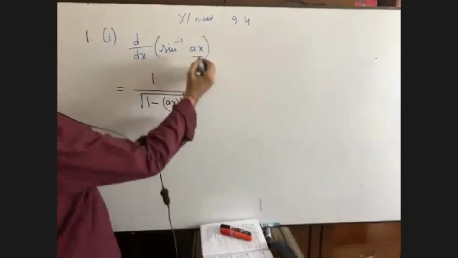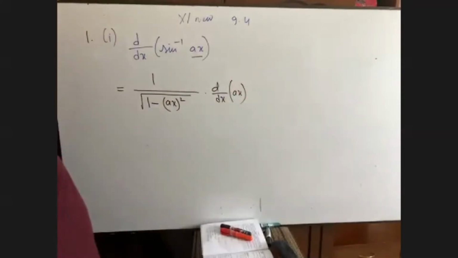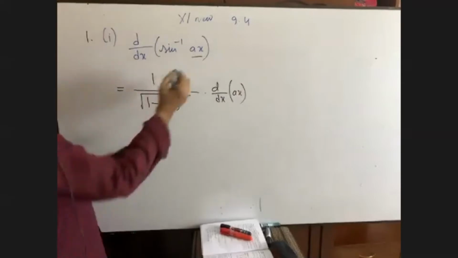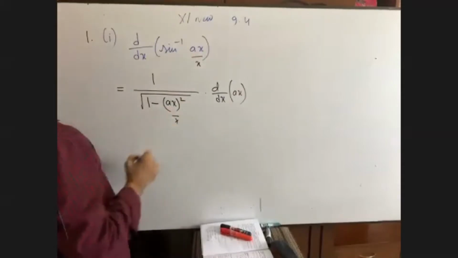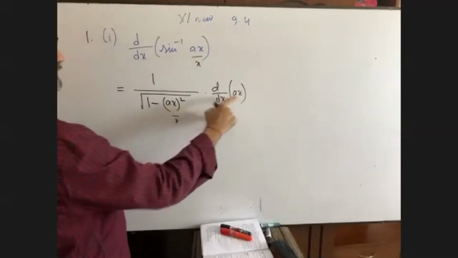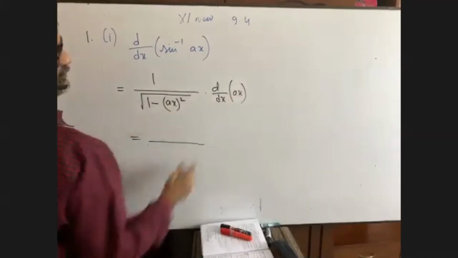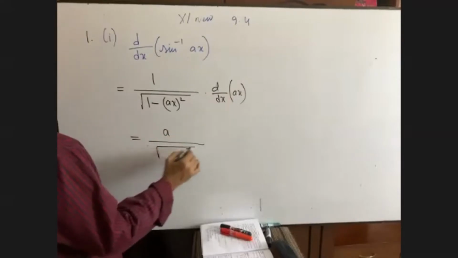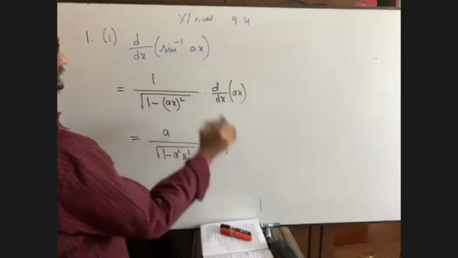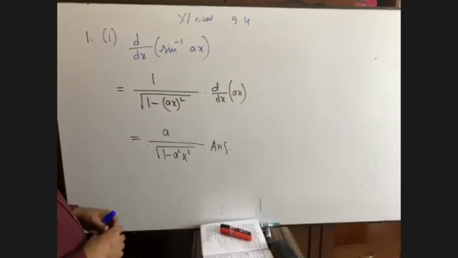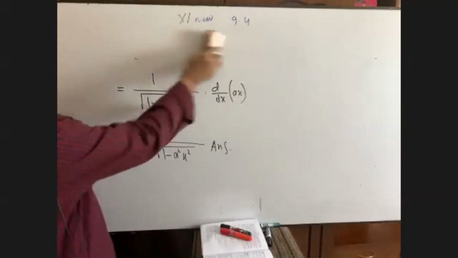But this is not only x, so it will be again differentiated. d by dx of ax. I told you to determine which one is x. Sine inverse x, root over 1 minus x square. Here x is ax, so it will be again differentiated. Please try to understand. Now you see, the derivative of ax is only a, and it is a by root over 1 minus a square x square. Math is done. The easiest math in the world, right? Everybody have copied it.